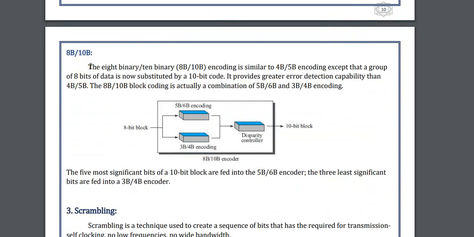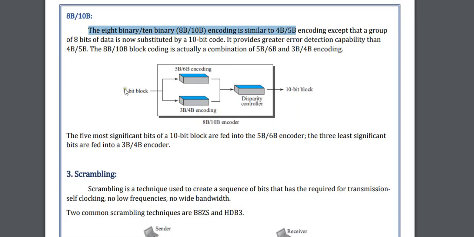8B/10B is the same thing, with 8 binary and 10 binary encoding instead of 4 and 5. The 8-bit blocks are divided into 5B/6B encoding and 3B/4B encoding. Then it is sent to the disparity controller, and then it creates a 10-bit block.